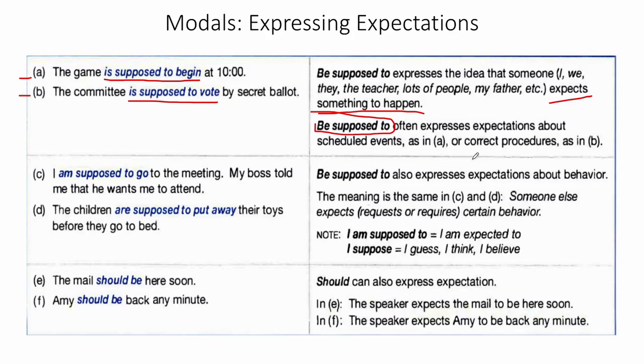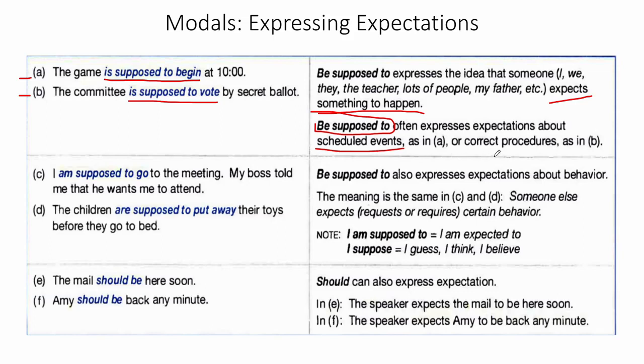We have to be careful here because there are different types of expectations. In these examples, we are talking about expectations about scheduled events. What do we mean by scheduled events? It means events which are planned, that are part of a calendar, part of a timetable. As in the first example, the game is supposed to begin at 10 o'clock. In this timetable it says that at 10 o'clock there is going to be a game. So here we are talking about an expectation about a scheduled event, as in A.